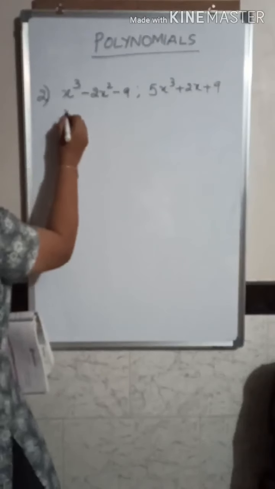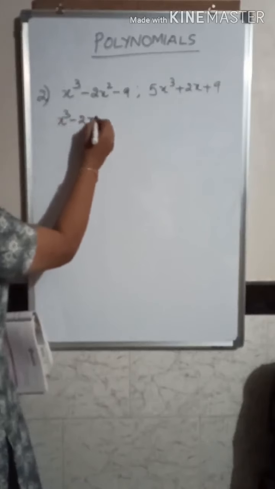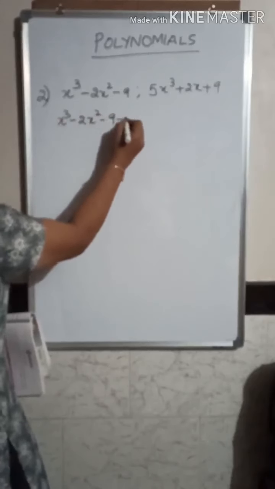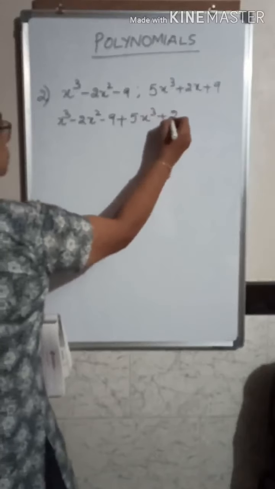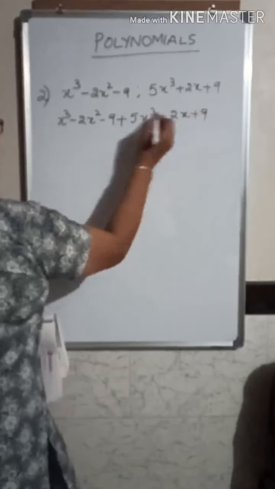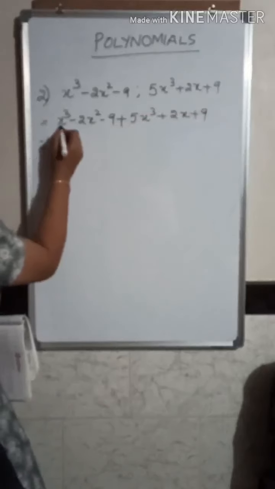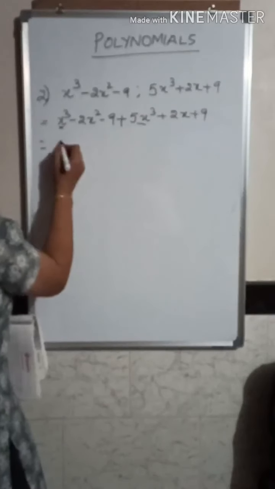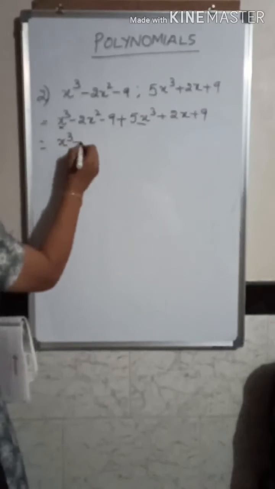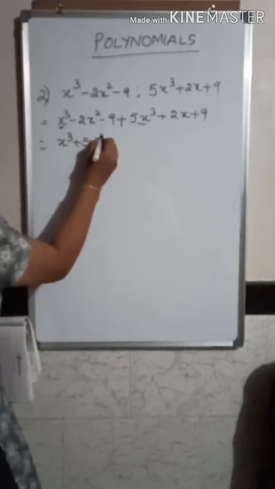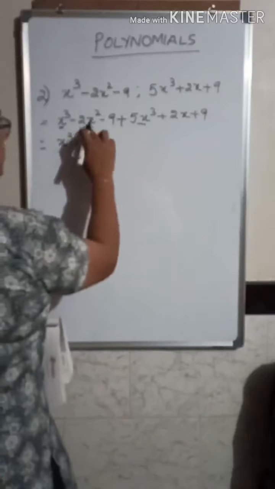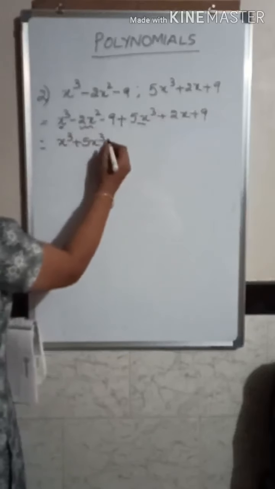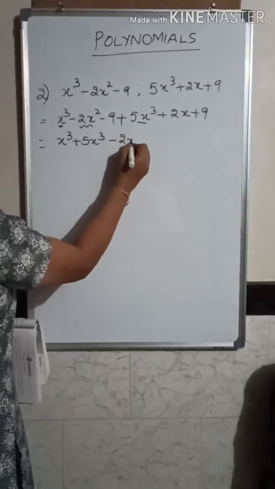So you have got x cube minus 2x square minus 9 plus 5x cube plus 2x plus 9. The next step is to group the like terms. These are like terms, so group them together, you will get x cube plus 5x cube. Then the next like terms are 2x square. You don't have another x square term, so you only write it as minus 2x square.